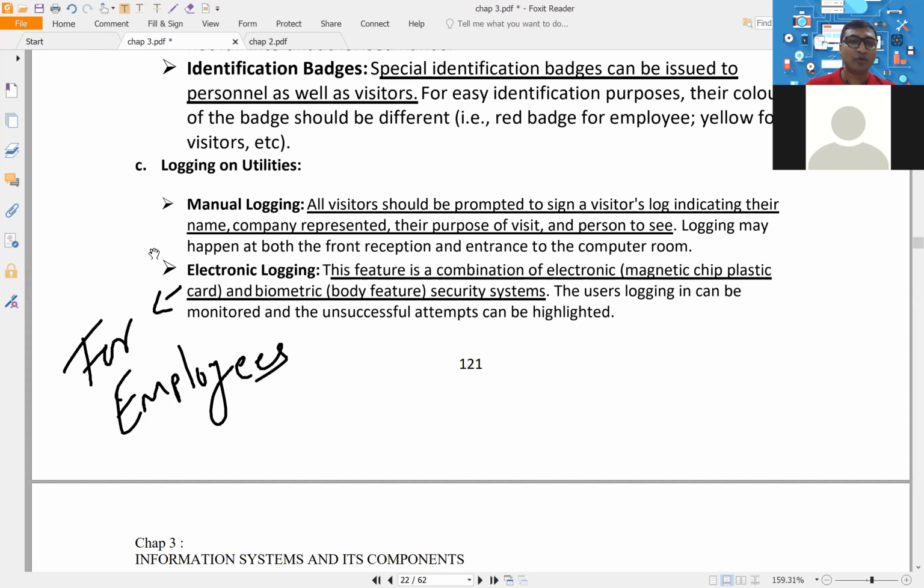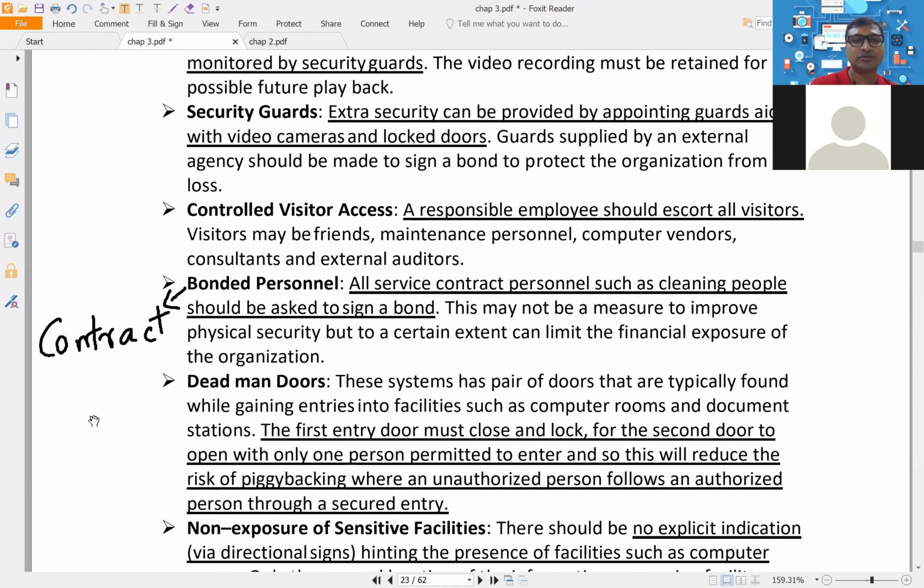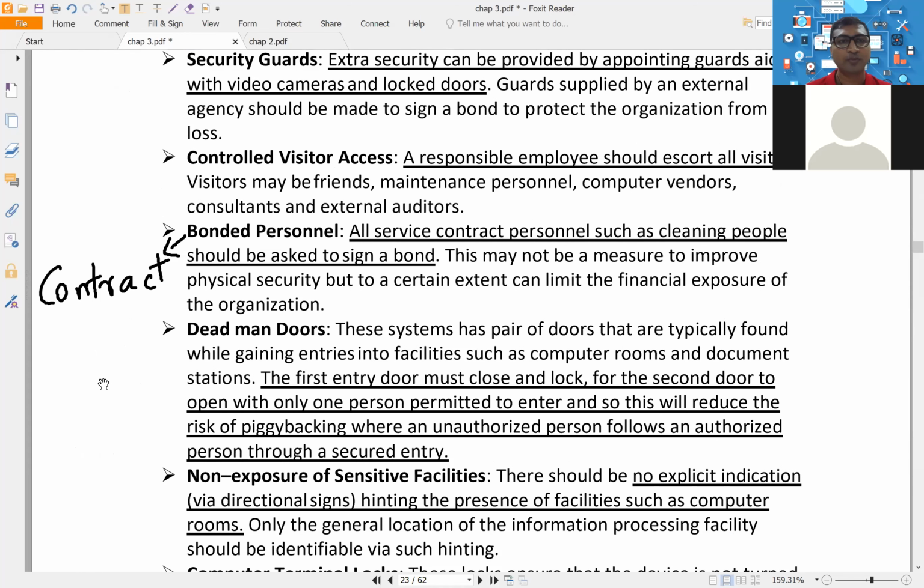If you talk about employees, then electronic logging, where biometric smart cards we will use to log, which means record which employee came at what time, which employee went from office at what time. Okay. Or how many times he has gone in and out within a day. Everything will be recorded into the electronic logging system. Okay. Now, apart from this, other controls are video cameras, security guards, if you remember, dead man door, bonded personnel.